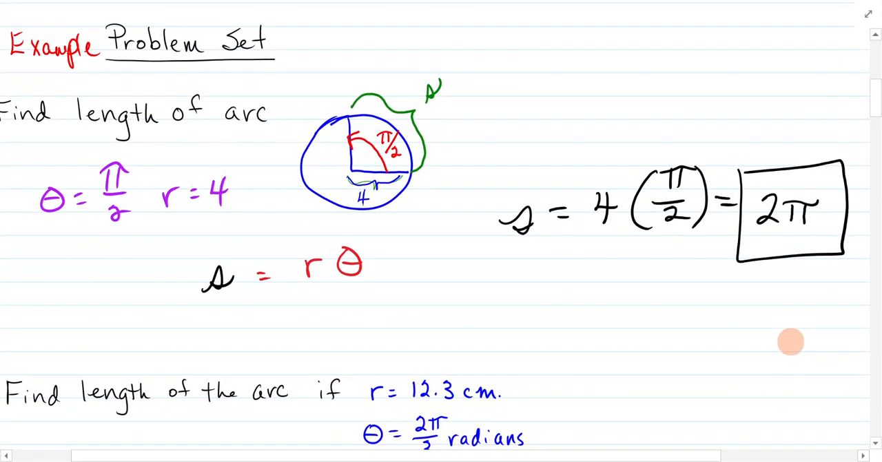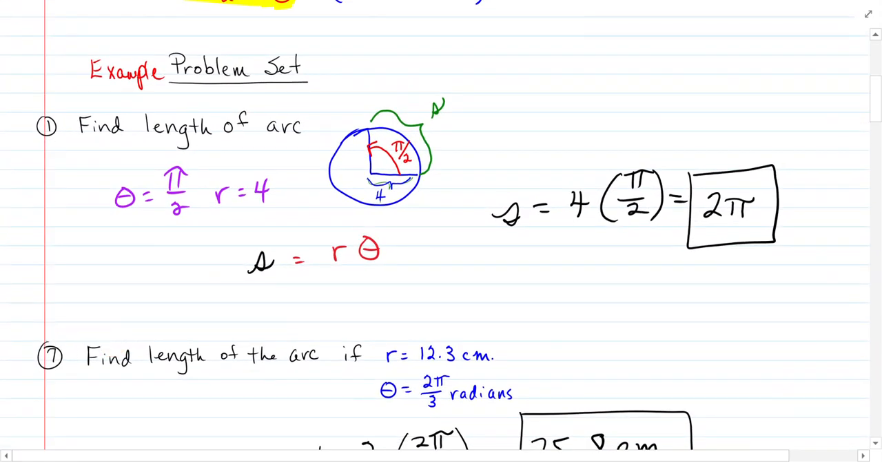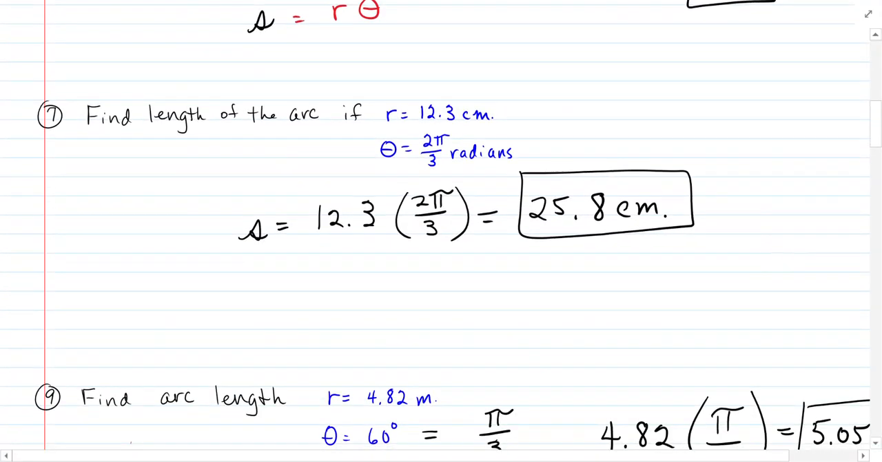Some samples of that would be, find the length of the arc if theta is pi over 2 and r is 4. Well, that's simply multiplying 4 times pi over 2, reducing, you get 2 pi. Find the length of the arc if r is 12.3 and theta is 2 pi over 3. Again, you're just multiplying 12.3 times 2 pi and dividing by 3. And I would say typically use your pi key unless it tells you to use something else.